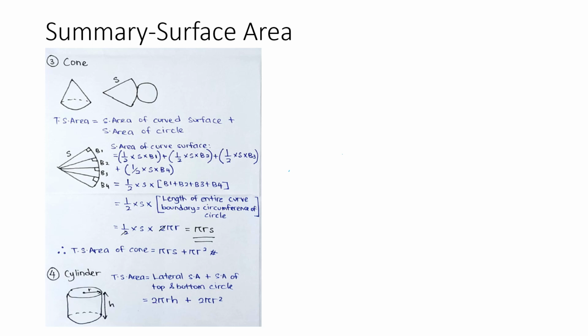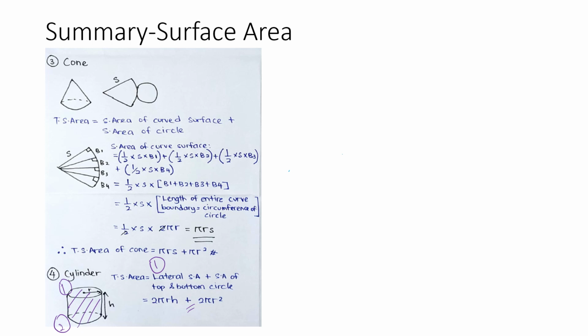Alright, the last one is to find the surface area of a cylinder. The total surface area of a cylinder consists of the lateral surface area, which, like I explained earlier, refers to the curved surface around the empty space inside the cylinder, plus the surface area of the top circle and the bottom circle. Once you find these three, you just add everything to get the final surface area of the cylinder.